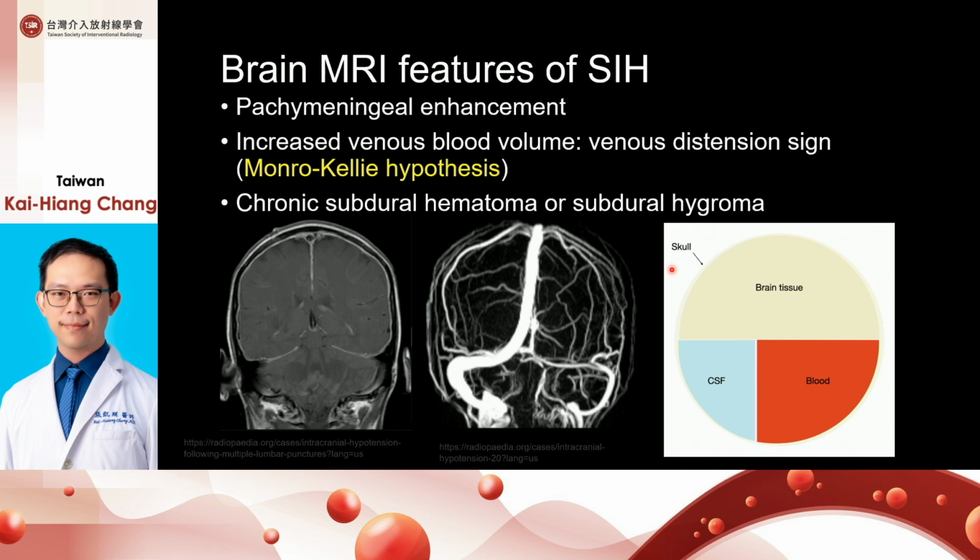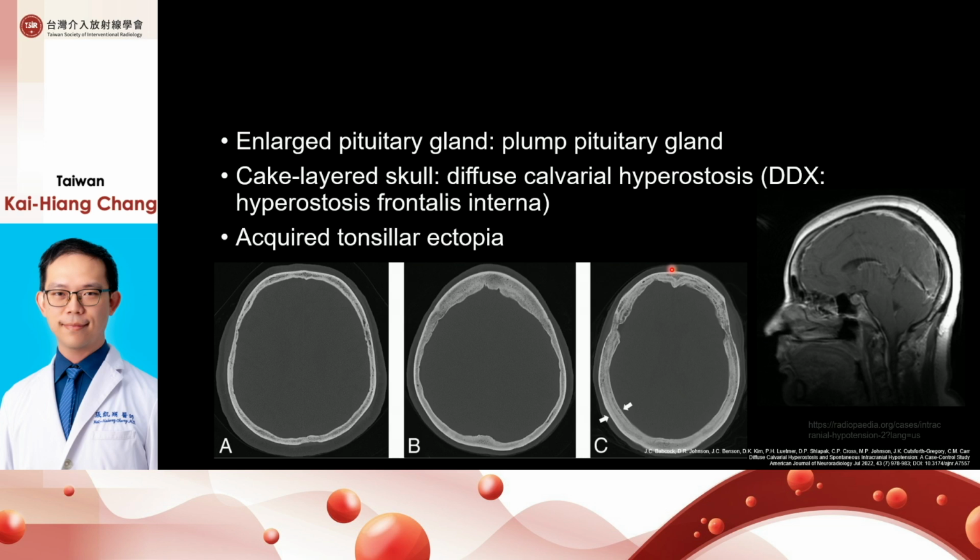You can also observe some patients presenting with a chronic subdural hematoma or hygroma. And you can see a plump morphology of the pituitary gland due to venous congestion. In the CT, you may see a cake layer skull, which represents a diffuse calvarial hyperostosis. The main differential diagnosis is hyperostosis frontalis interna, which only involves the frontal skull, with a single layer and scalloping of the inner table of the frontal skull. And in some patients, you can see acquired tonsillar ectopia due to brain sagging syndrome.